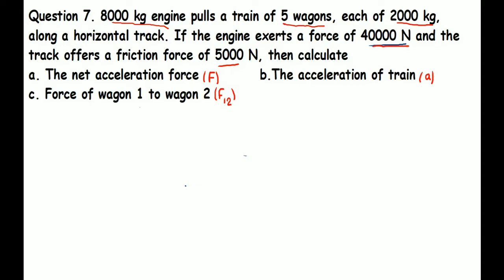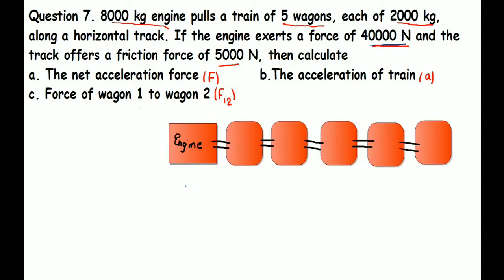To represent the wagon, I have taken this square box, but we need 5 wagons, so we will create 5 such square boxes. This way we can complete our train. These wagons and the engine are all connected.